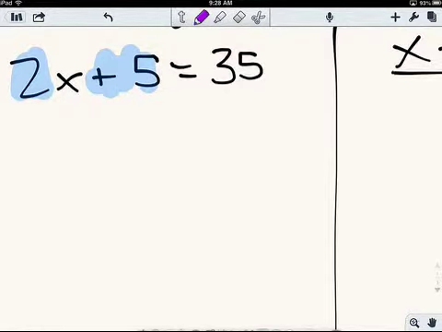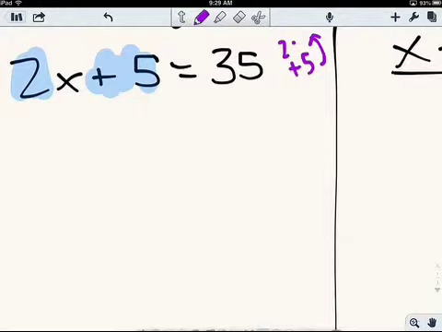I'm going to make a little note out here to the side for myself. I see 2 times x, and then I see a plus 5. And if I think about my order of operations, the order of operations is PEMDAS, and multiplication comes before addition. And so I've written it over here in the order that it's written in the problem, multiply and then add. And so I'm going to undo those things in the opposite order. You have to undo backwards.